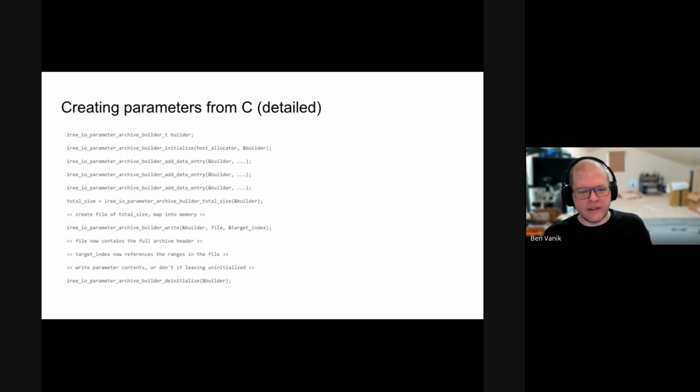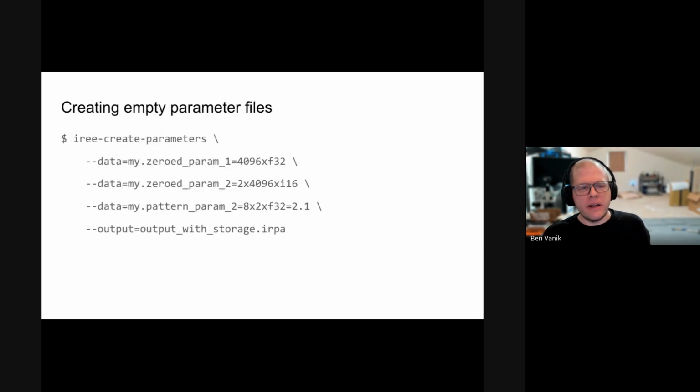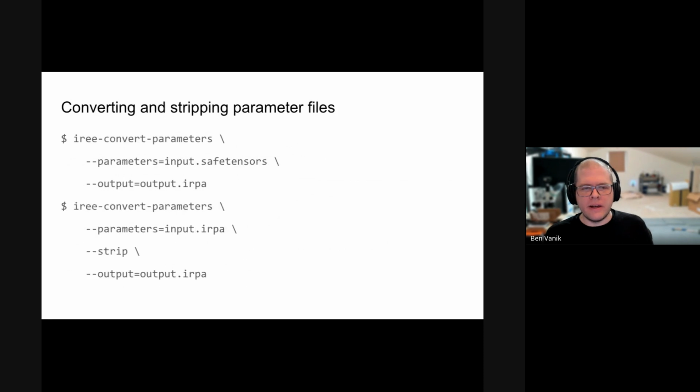This is a more detailed view of what that method's doing, but it doesn't matter. We have a couple of command line tools that are part of the release distribution to make it a little easier to work with these files. If you want to create a parameters file from thin air, you can use IREE create parameters. You can give it data, you can give it splats. All of these tools, by the way, do support flag files. So if you are bash shell script hacking, you can, one line per parameter, create these, pass it, and then spit out a file. And for anything more complex, just use the Python API.